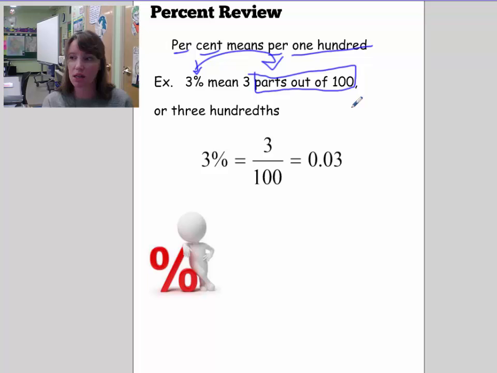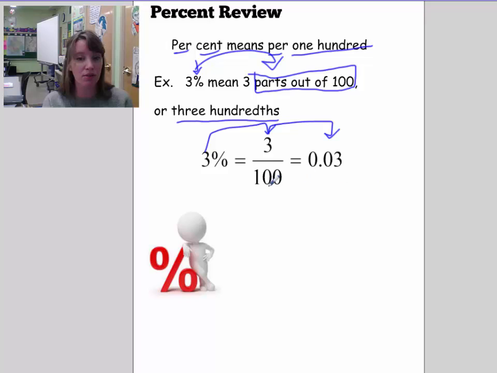So if someone says the prices increased by 20%, we think, oh wow, that's 20 parts out of 100 total parts. But the other way of looking at it is that 3% means 3 parts out of 100, or 3/100ths. So to go from a percent into a fraction, we'd say 3 out of 100, and to go into a decimal, we would take 3 and divide it by 100.